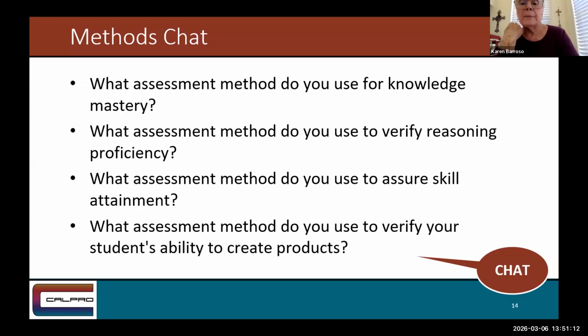Okay, what assessment method do you use to verify your students' ability to create products? Anyone do this in their class? It used to be very common when I was teaching, but I don't see anyone right now. Yes, I do see someone with posters. I remember a class at the school I work at that created a poster. I don't remember what the title was. It was something about... what was that about? I can't think of it, but maybe you can help me.